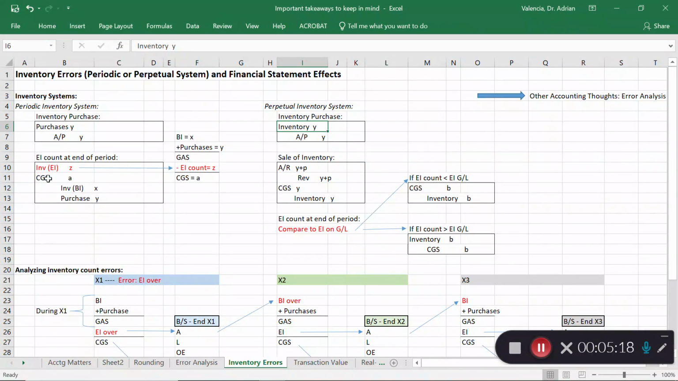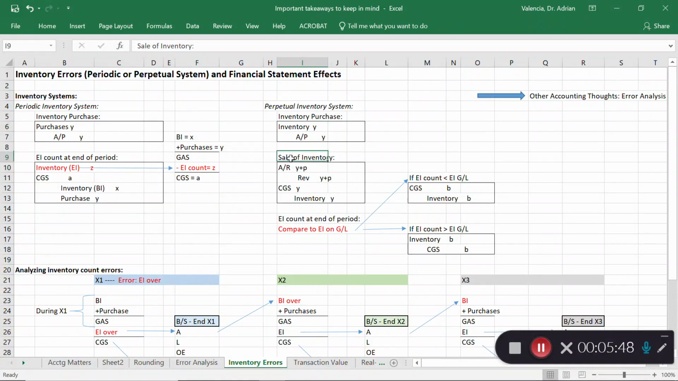By the way, let me write inventory here, because I want things to be comparable. I don't want you to get confused here. So this is inventory, and now I'm telling you, when we do the perpetual inventory system, we go directly to the inventory account. We don't use that intermediate purchase account. So this would not exist. Purchases would not exist under the perpetual inventory system. So we debit inventory, credit AP.